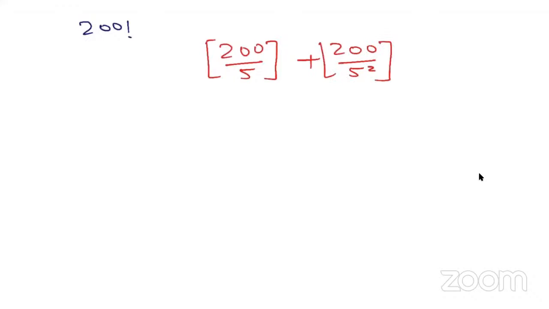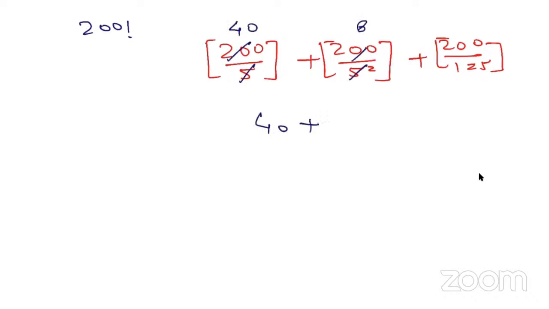Okay, very good. So in this case, how many zeros will be there? So this will be 200 upon 5 greatest integer plus 200 upon 5 square integral part plus 200 upon 125 integral part. So we are getting 40 plus 8 plus 1 point something, but we have to take only the integral part. So 1. So great, very good.